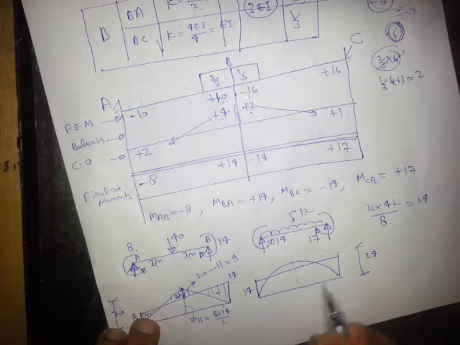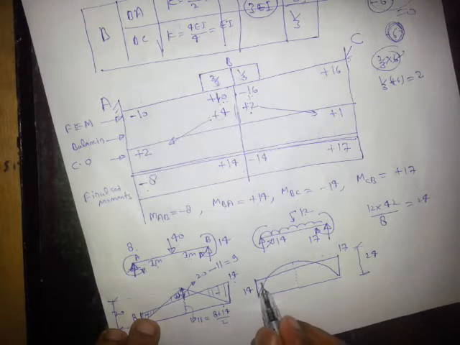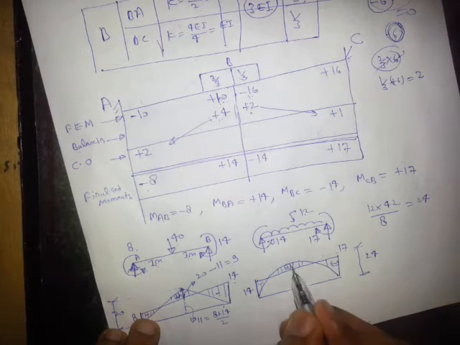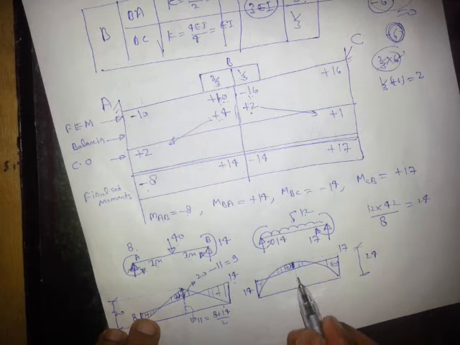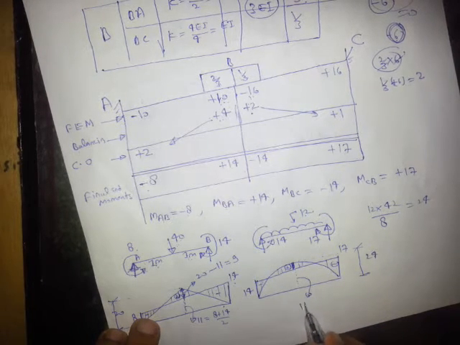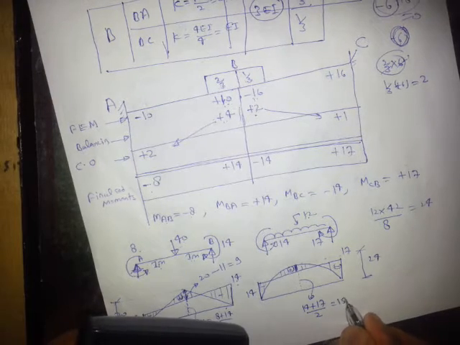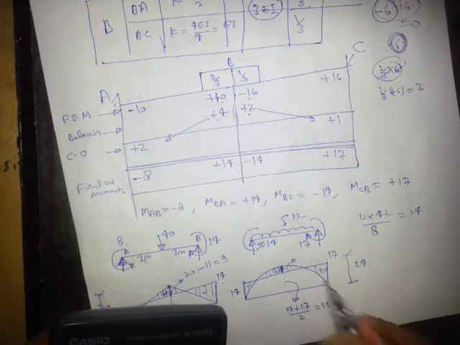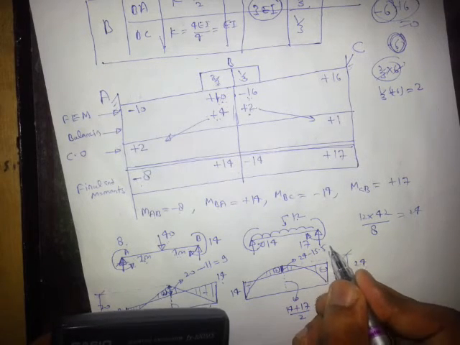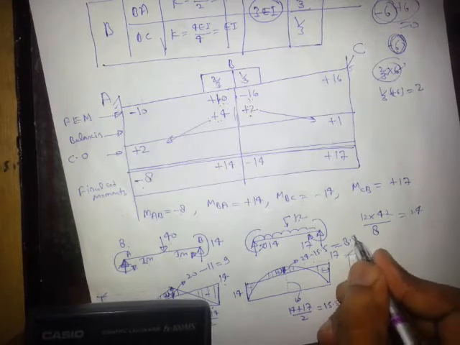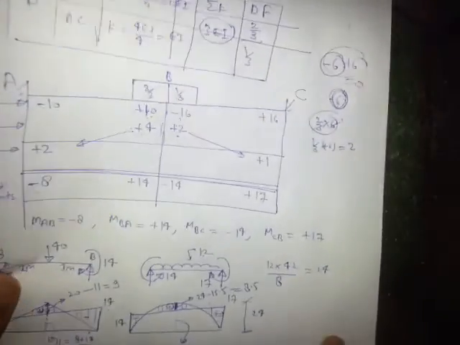So this is 14, this is 17, this is minus, and this is plus, this is minus. I want to calculate this ordinate. So how is this ordinate? This ordinate is 14 plus 17 divided by 2, which is 15.5. So this value will be 24 minus 15.5, so it will be 8.5. So this is the final BMD.